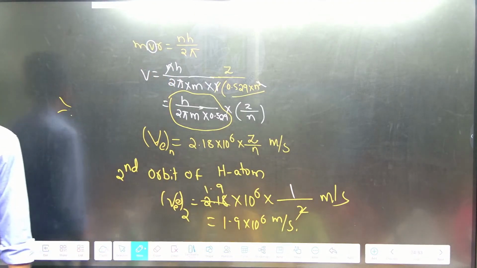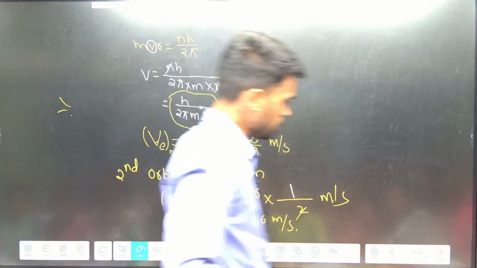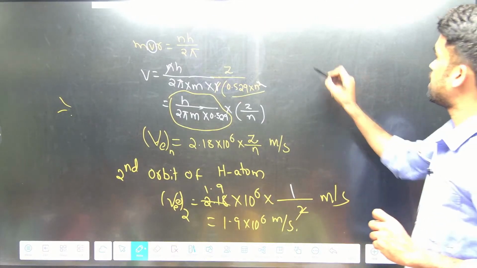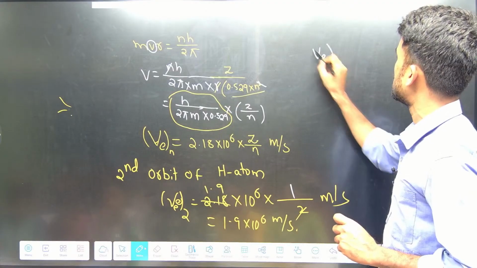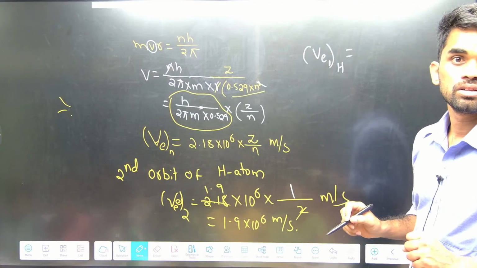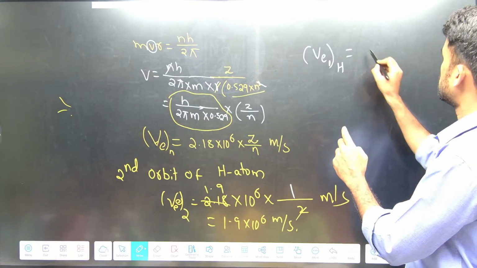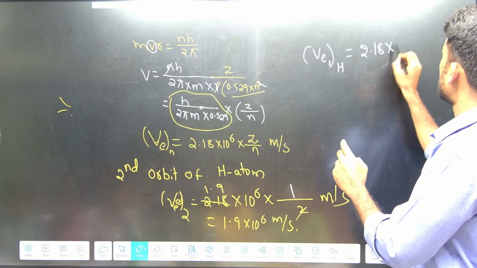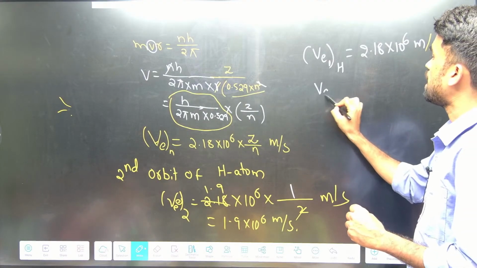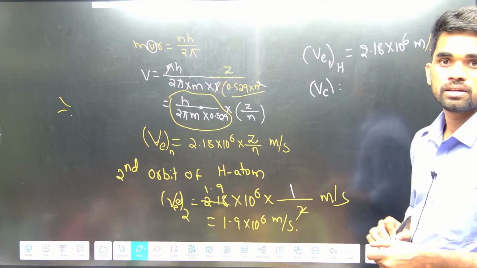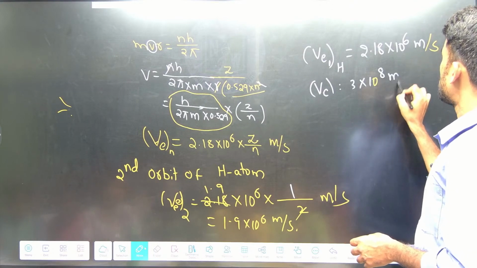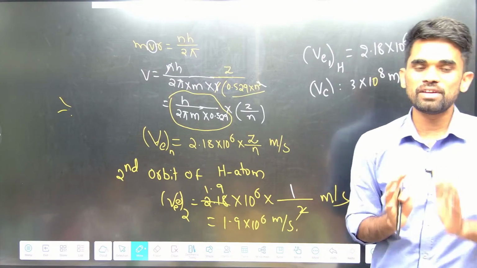Is everyone clear with this formula? Yes. Now they will ask you one question. See, what is the velocity of electron revolving in the first orbit of hydrogen? 2.18 into 10 power 6 meter per second. Now, velocity of light is how much, you tell me? 3 into 10 power 8 meter per second.